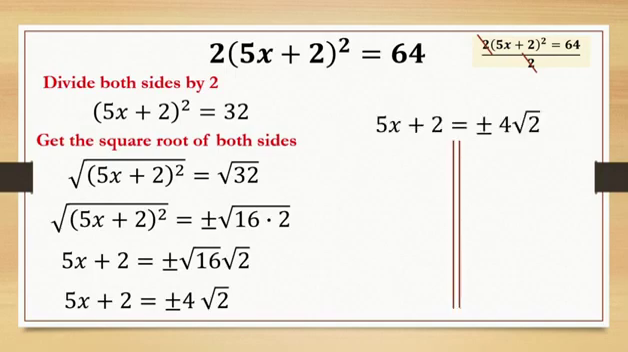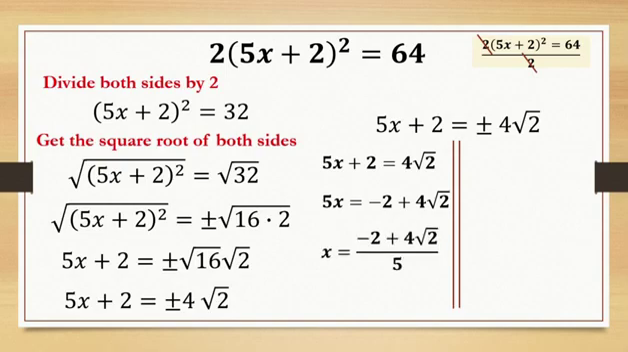So, ganun ulit. Since positive at negative siya, ibig sabihin, dalawang equations natin dyan. So, we have the first equation, 5x plus 2 is equal to positive 4 square root of 2. Solve for x. So, we will have 5x is equal to negative 2. Lipat natin si positive 2. And then, plus 4 square root of 2. So, divide both sides by 5. So, we will now have x is equal to negative 2 plus 4 square root of 2 over 5.